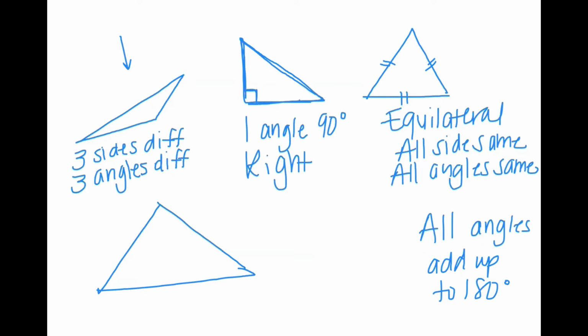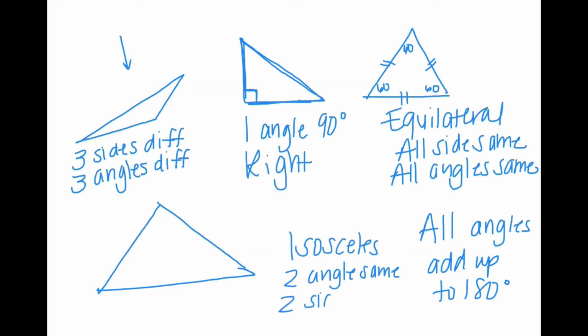And since all of the angles are the same, all the angles in an equilateral triangle are 60 degrees, no matter what, because they have to be the same. Okay? And then lastly, we have an isosceles triangle, where we have two angles that are the same and two sides that are the same. Okay? And we see that with the little lines like this.